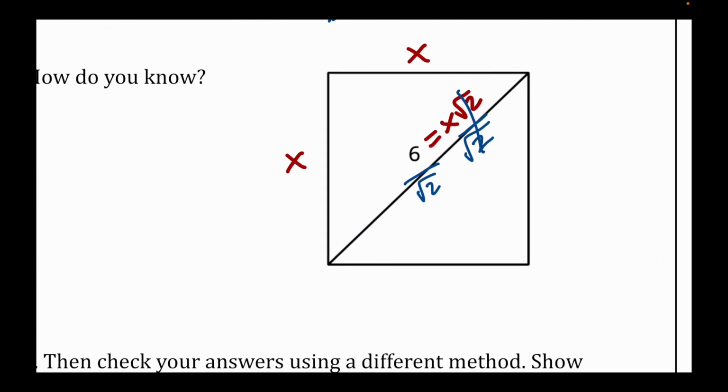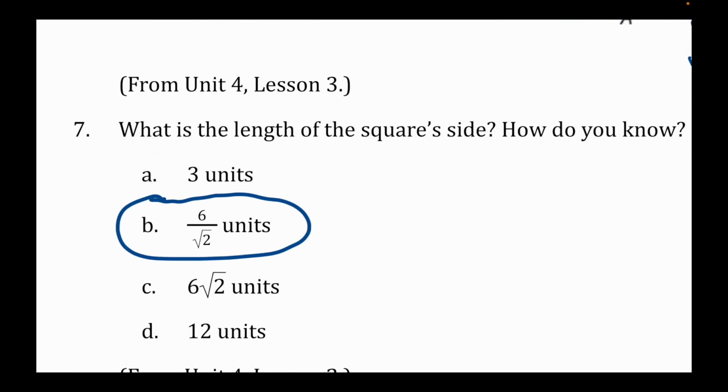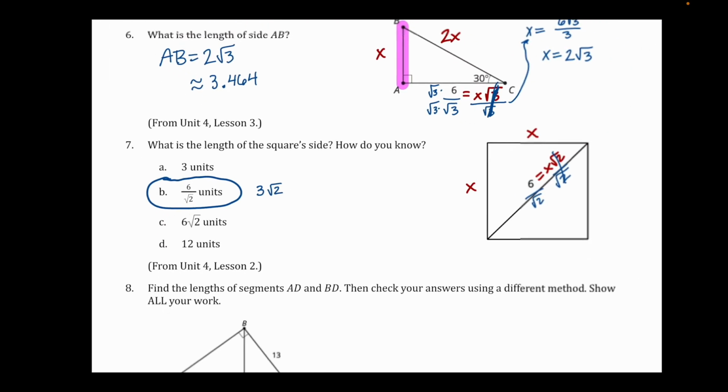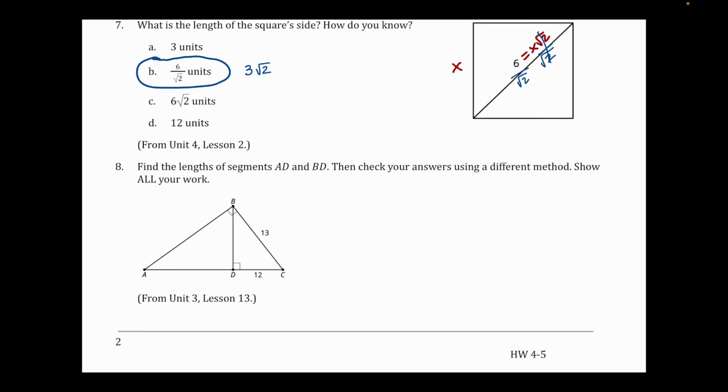So since we're doing the same pattern here every time, if that's an even number, we're just going to divide that number by 2, and actually put a square root next to it. So this would be 3 square root of 2. Those would be the same thing. I would prefer to leave it as 3 root 2, but they're giving it to you as 6 divided by root 2.